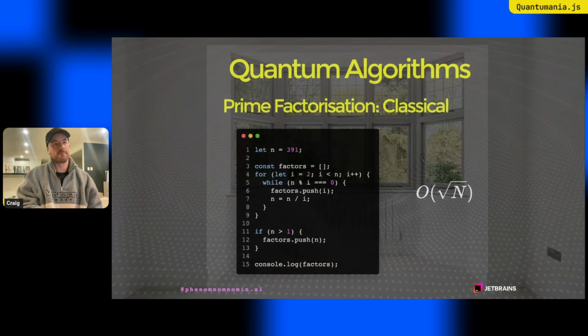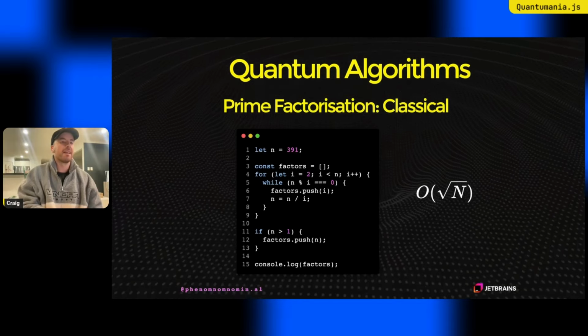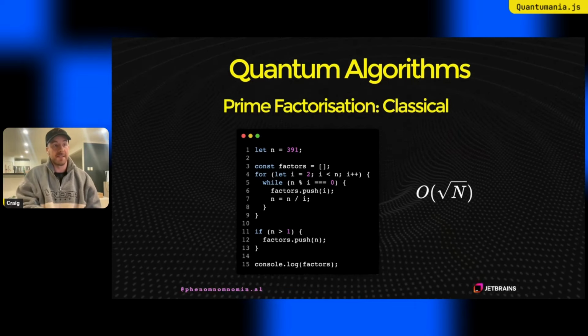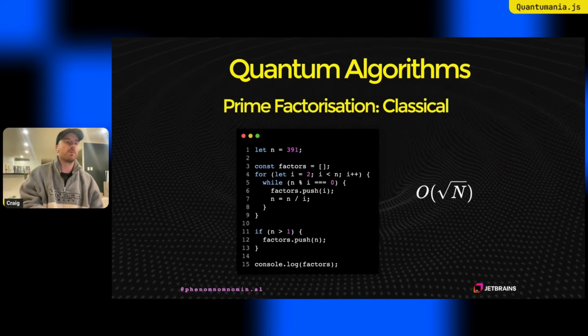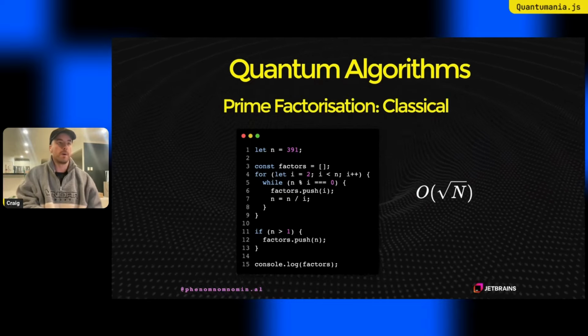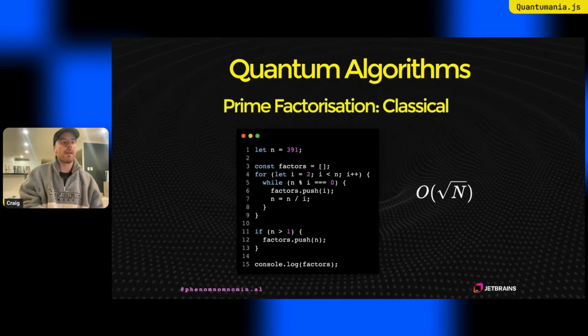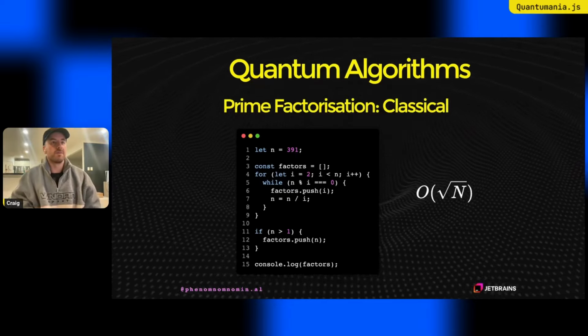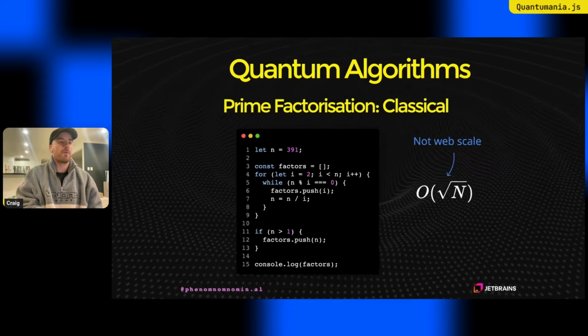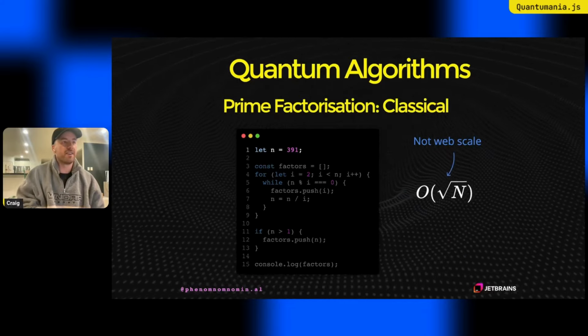This is the big one, prime factorization. In a classical system, if you have 2 prime numbers multiplied together, and you want to figure out those 2 prime factors of some big number, it's going to take you approximately O of the square root of n. Most encryption works on the fact that this scales pretty badly. We're going to take some number, in this case 391.